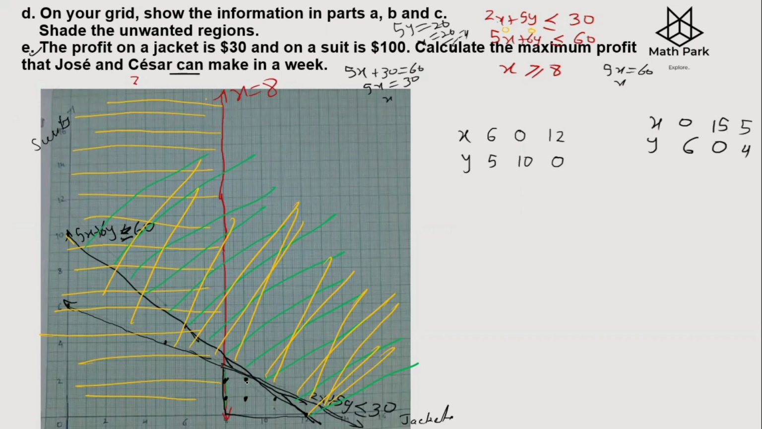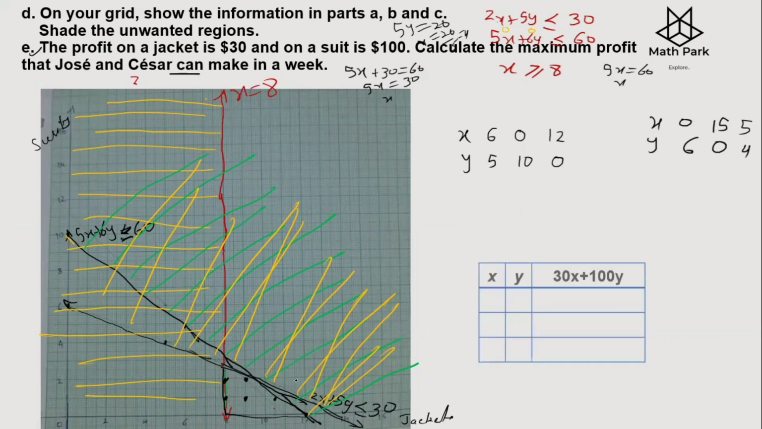So the maximum points are always at the corner. So let us create a table for that, X and Y. So let us take the points. So this is 8. So we have 8 and 2. So x is 8 and y is 2. This is one of the points. Then we have x is 9 and y is 2. So 9 and 2. Then we have x is 10 and y is 1. So x is 10 and y is 1. So these are the points. So remember, at the corner.